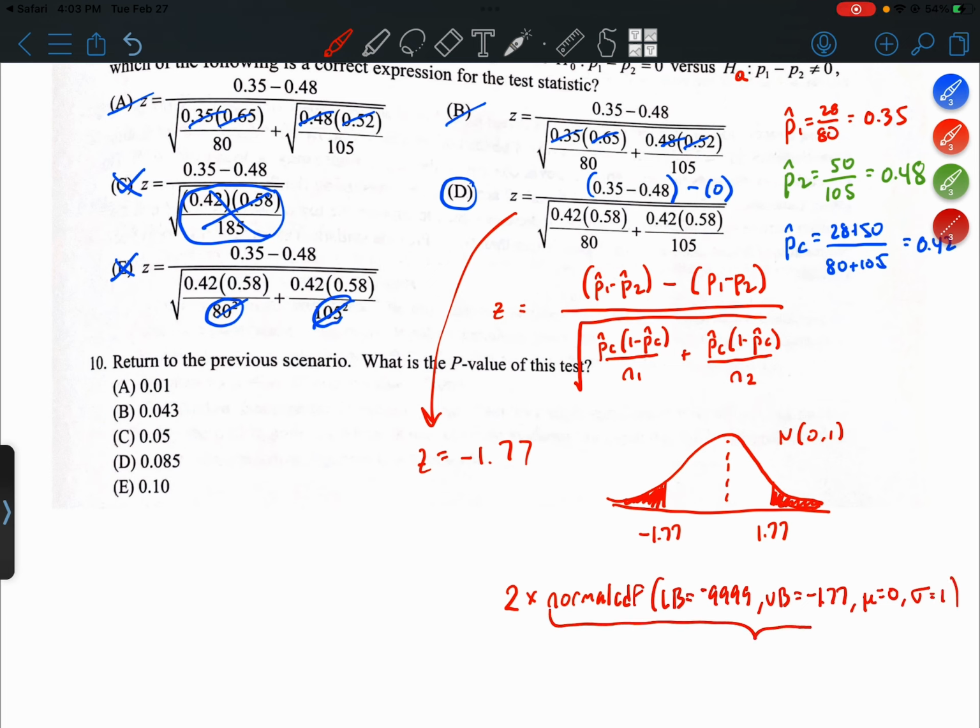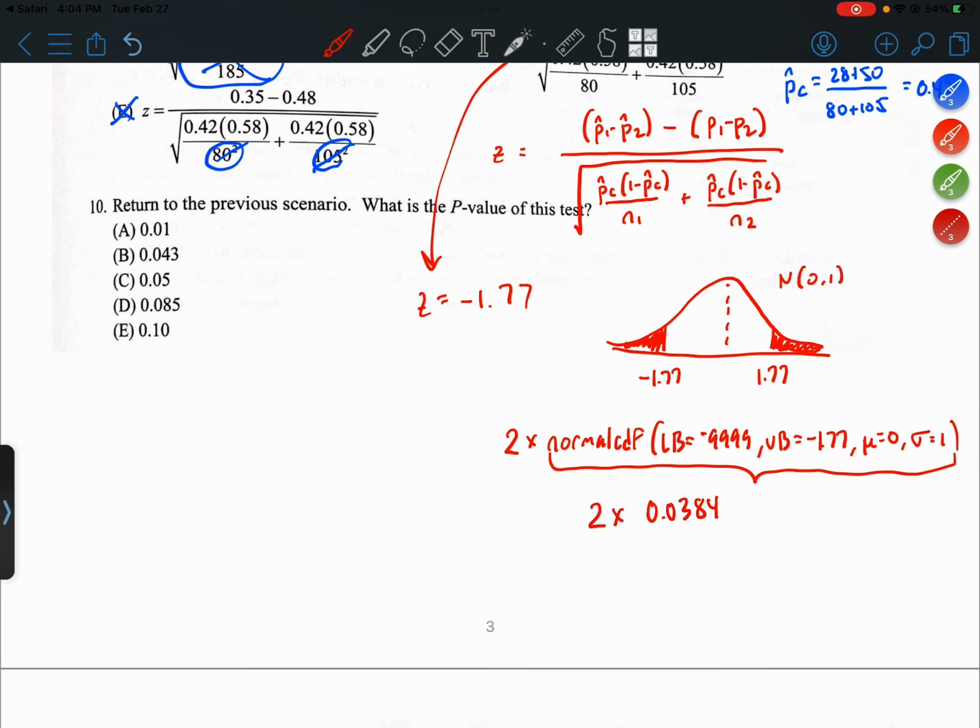So that part by itself is about 0.0384. But then we've got to multiply that by 2. And so we get about 0.0767.